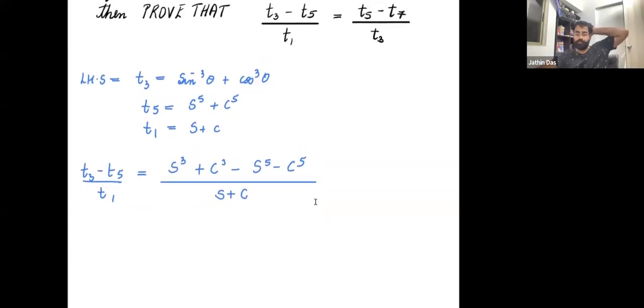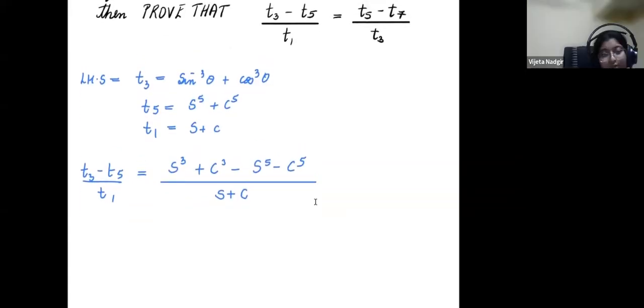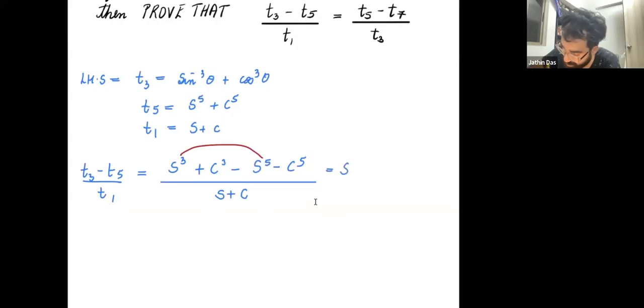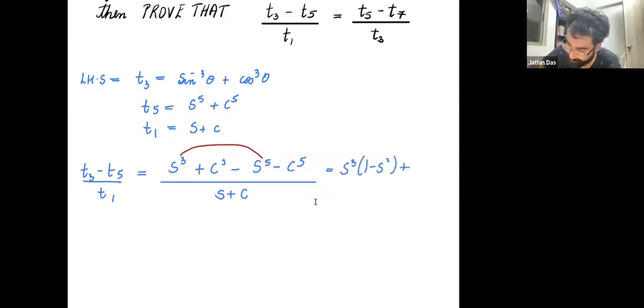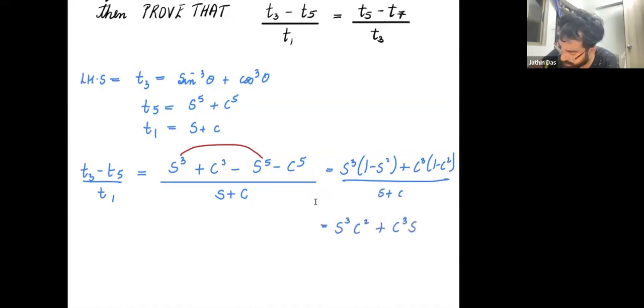Now from here, what will you do? One second. I'll take sine cube common. So then it will be 1 minus sine square, which is cos square. Correct. And here you will take again cos cube common. You will get 1 minus cos square. Very nice. So it will be sine cube cos square plus cos cube sine square divided by sine plus cos.